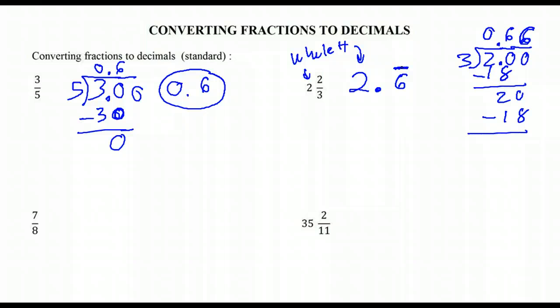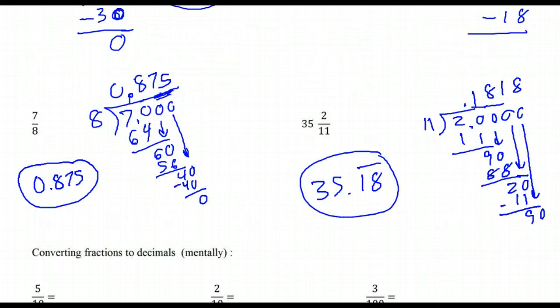Alright, there's 2 down there for you: 7/8 and then 35 and 2/11. So you have a proper fraction and a mixed number. Hit pause and give them a shot. Alright, and those are the two answers you should have gotten. For 7/8 you should get 0.875. And then for 35 and 2/11 you should get 35 with a repetition of 0.18, so 0.18181818. The repetition should be the 18.